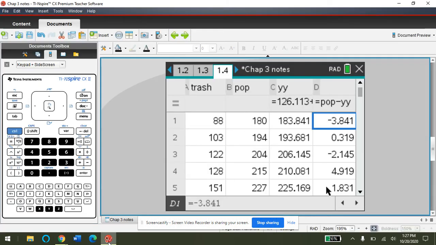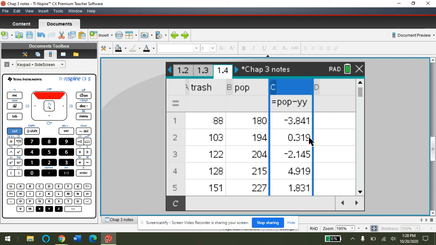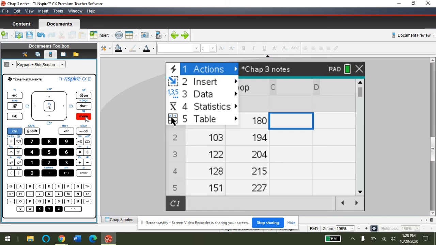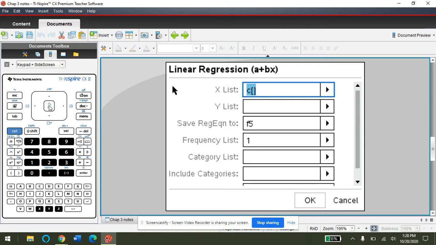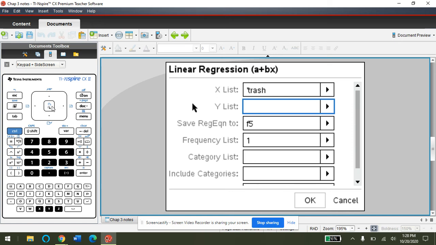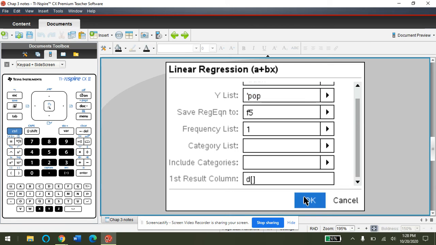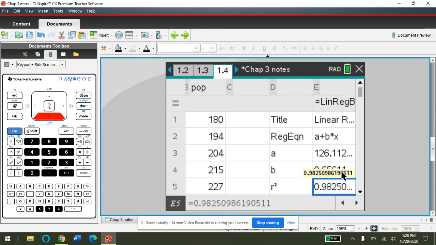The other place you can get them is if you do your linear regression. Let me come up here. If I delete this, delete that, and I do menu, stat calculations, a plus bx, and I do trash and I do pop, trash and population, and I press OK. Here's where I got my equation from. Here's my R squared, I'll show that to you next video. Here's my R we just talked about.